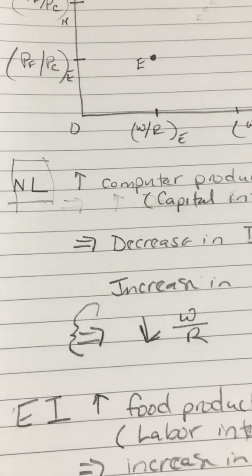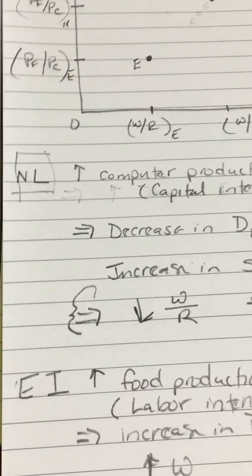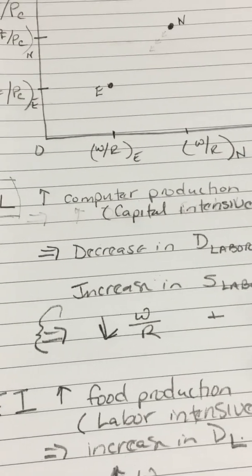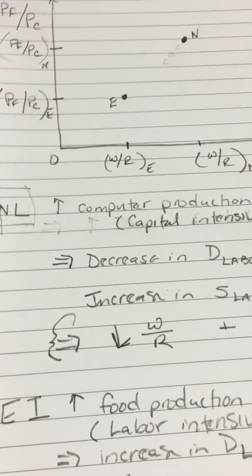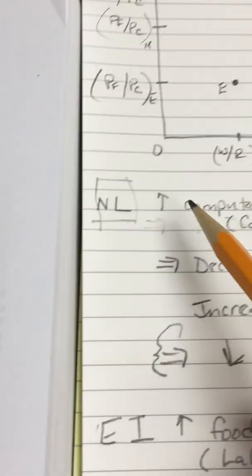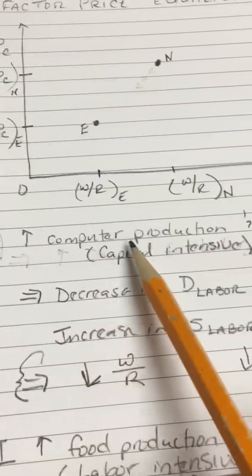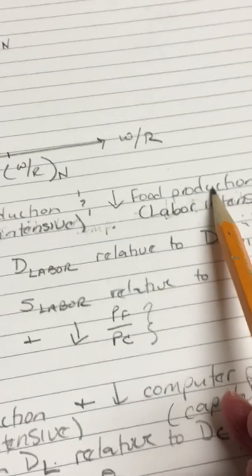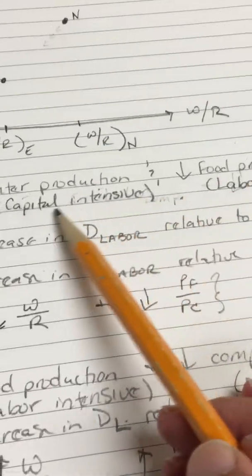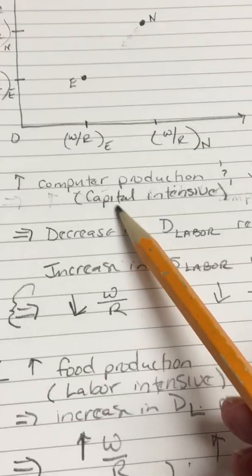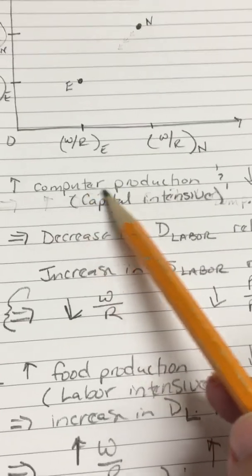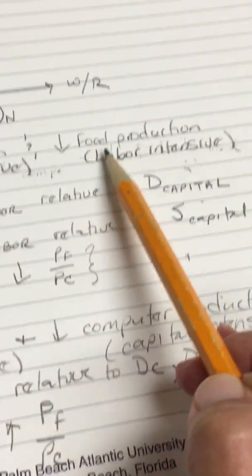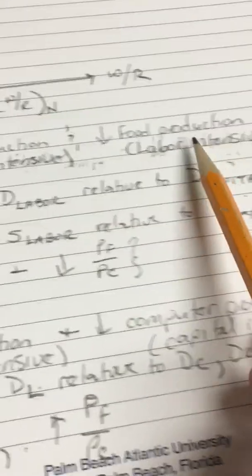So I think we have said that Northland is going to wind up producing computers. So that's what they're going to specialize in. As they start ramping up computer production and also decreasing food production, first of all, just as a reminder, we are presuming that computer is a relatively capital intensive good. Food is a more labor intensive good.